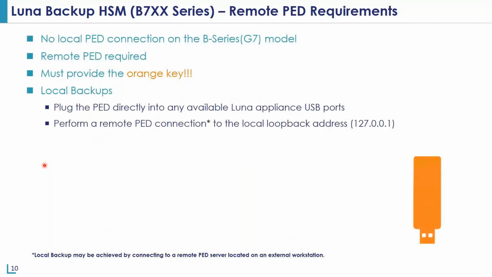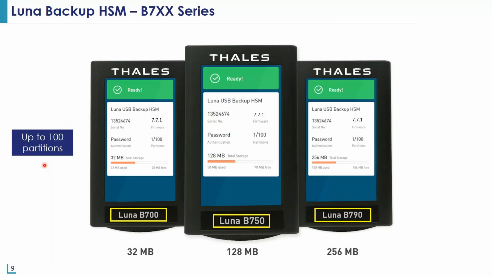Yes, Avinash? So for backup, we have two models, one is G5 and one is G7, right? Correct. So the G7 has three different models: B700, B750, B790. These are B7 series, which is also called G7. This is your G7 HSMs. Then we have G5, your separate old HSMs, which I'm going to show you after the break, the hardware.